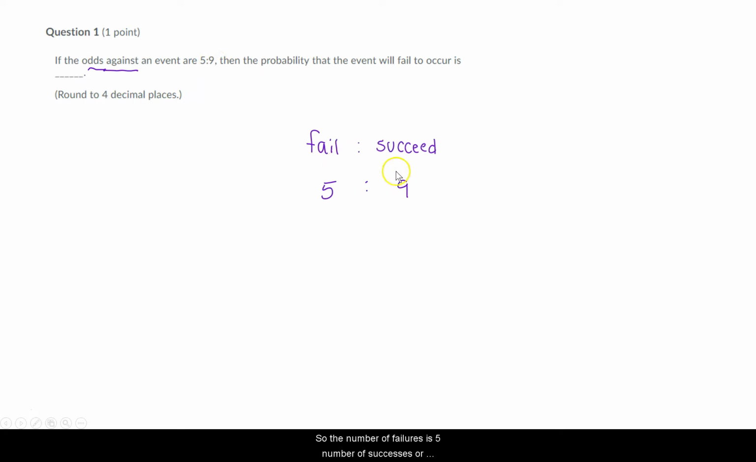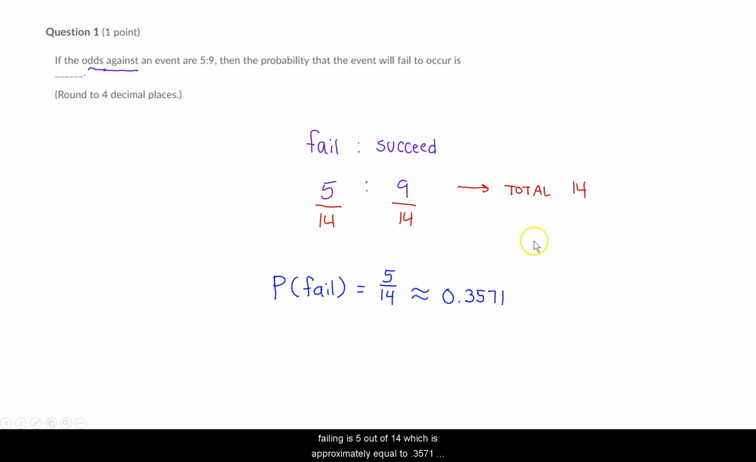So the number of failures is 5, the number of instances where you succeed is 9. So, 5 parts fail to 9 parts succeed. That's 14 parts altogether, so the probabilities would be 5 out of 14 and 9 out of 14. So the probability of failing is 5 out of 14, which is approximately equal to 0.3571 when you round to 4 decimal places as directed.